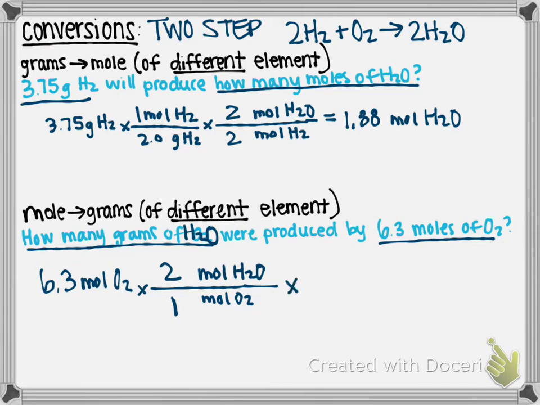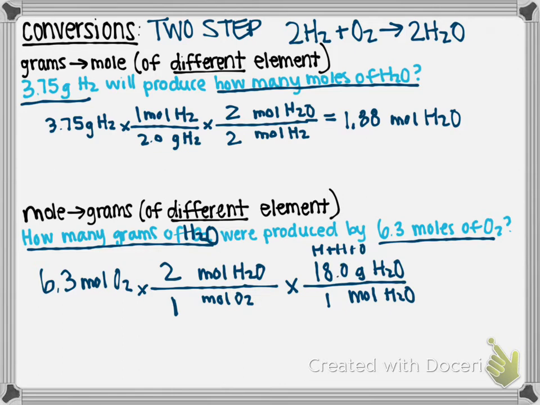From here, you set up one last conversion. Moles H2O is on top, so it needs to go down on the bottom. And we are trying to get to grams of H2O. Whenever you have grams, it's always grams per 1 mole. And the mass is going to be the mass of hydrogen plus oxygen. So hydrogen is 1 and oxygen is 16. So your mass is going to be 18.0 grams H2O.